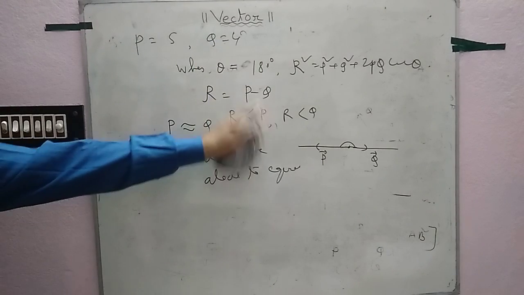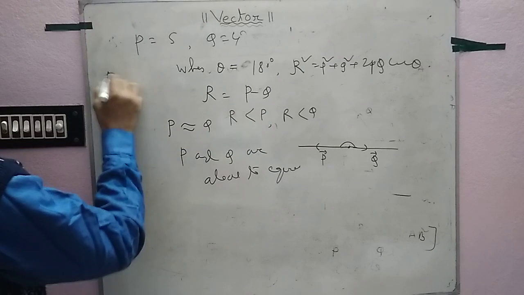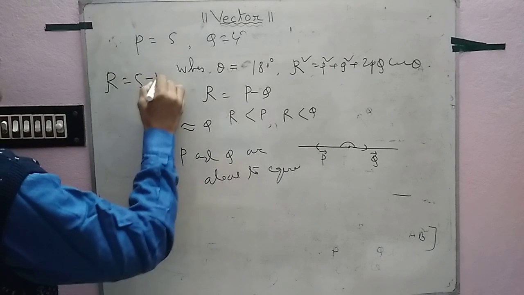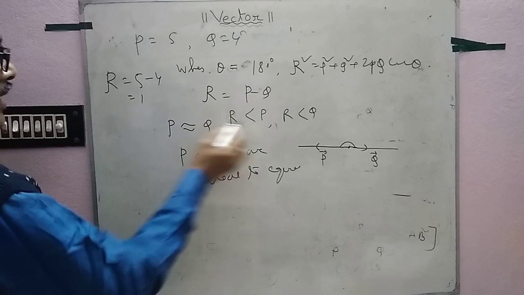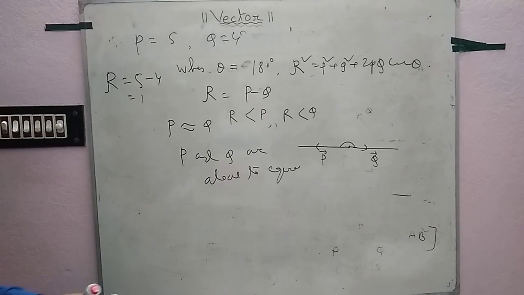Their angle between is 180 degree. So R এর ভ্যালু কত হবে? R এর ভ্যালু 5 minus 4 equal to 1. Follow? 1 less than P, 1 less than Q.